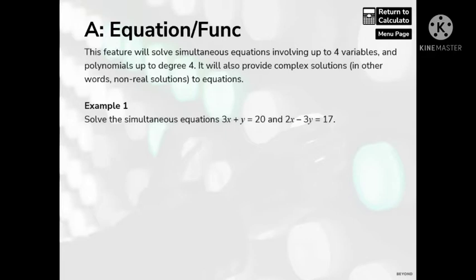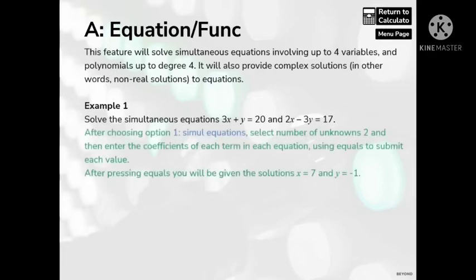So solve the simultaneous equations 3x plus y equals 20 and 2x minus 3y equals 17. Okay, I actually was writing by hand, but it won't let me, for some odd reason.